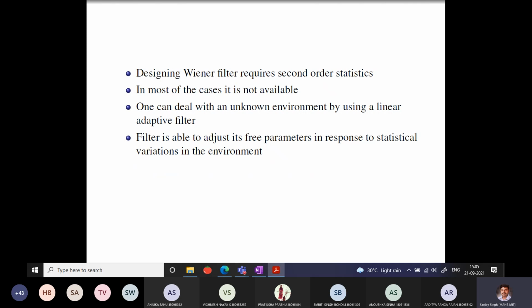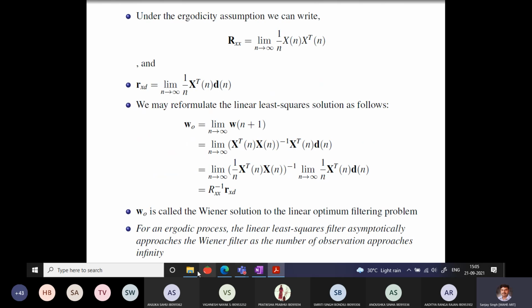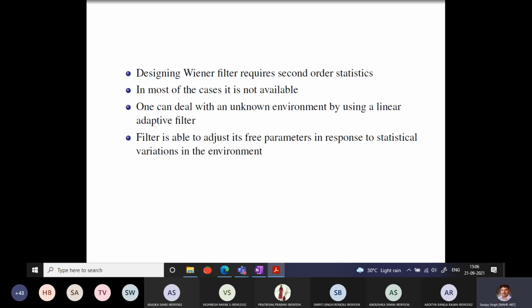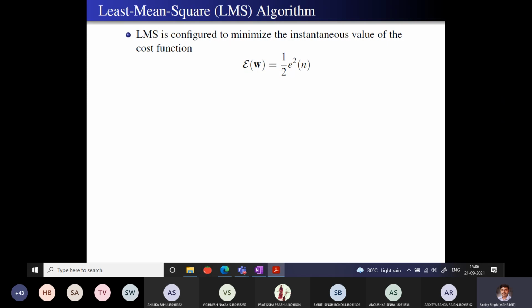So we were saying that this is linear least squares. Now we are going to talk. We say that the linear least square filter is working nicely. If the number of observations is large, it is going to behave like a Wiener filter. But there is a problem: second order statistics are required, which are not available in this case. And then it is possible to go for a linear adaptive filter. And one such algorithm is least mean square, right?